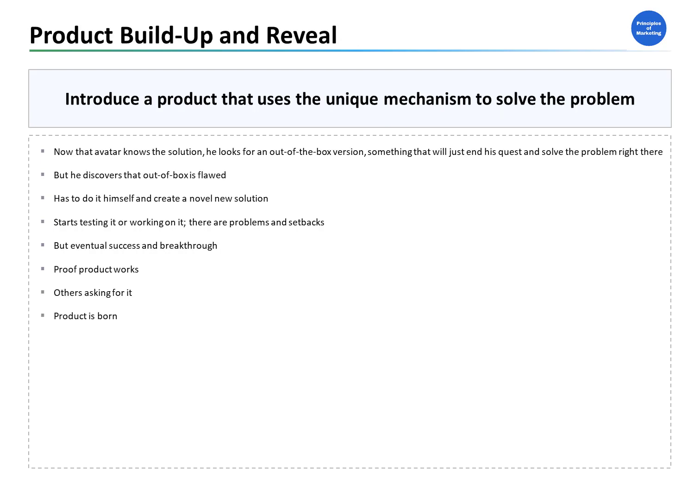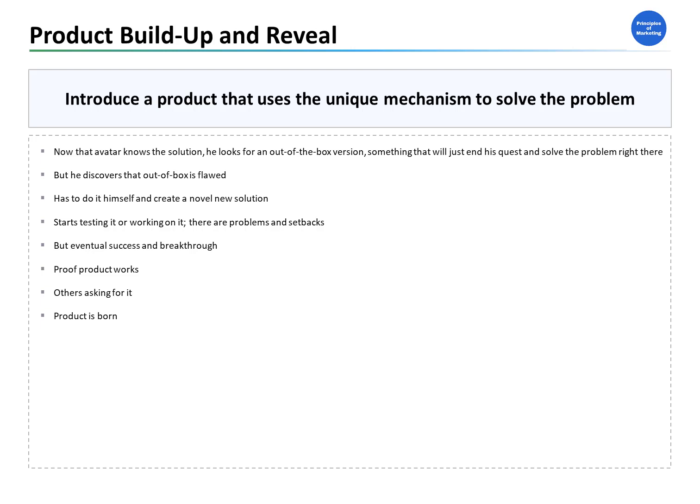Now that the audience is educated on the unique mechanism behind the problems and the potential solution, it's time to introduce the offer, the product that you're selling. So you're going to build it up and reveal it. Okay, so introduce the product that uses the unique mechanism to solve the audience's problem.